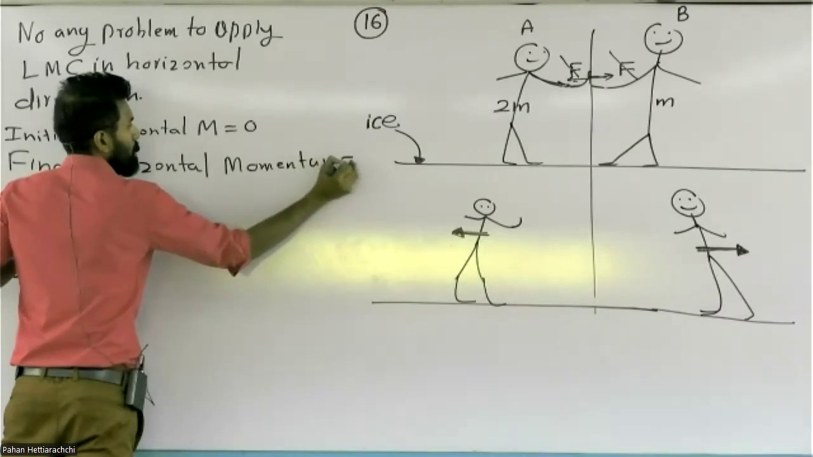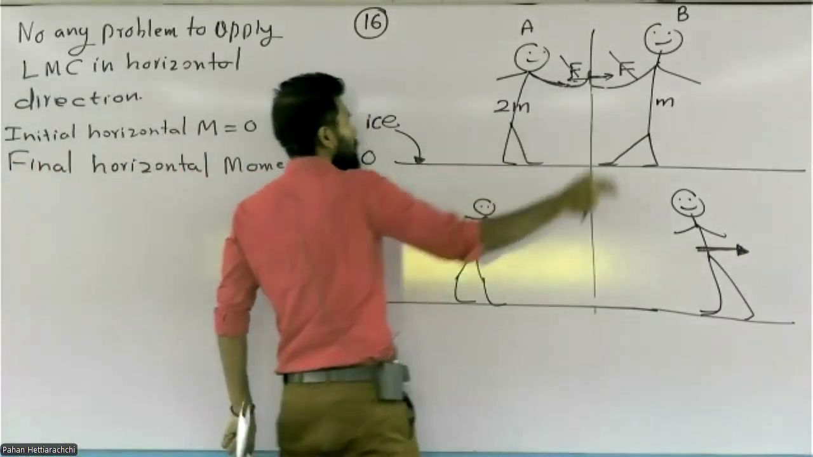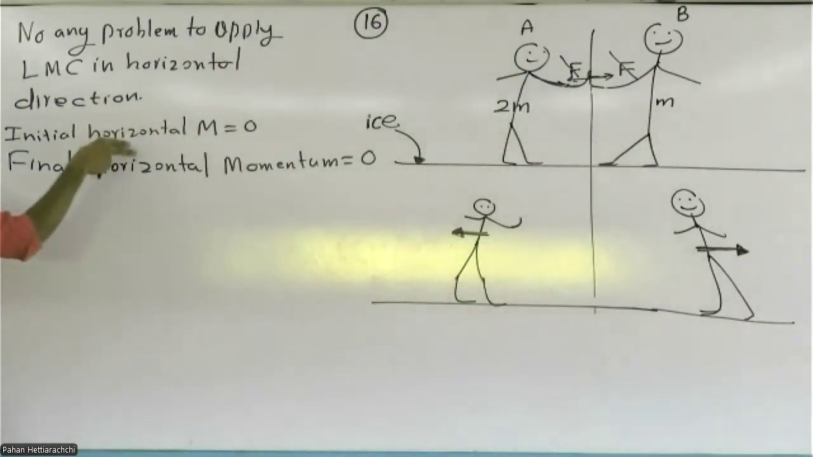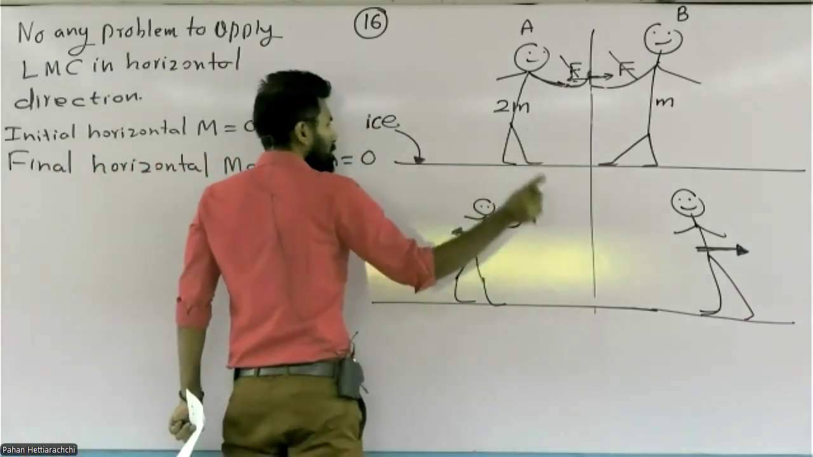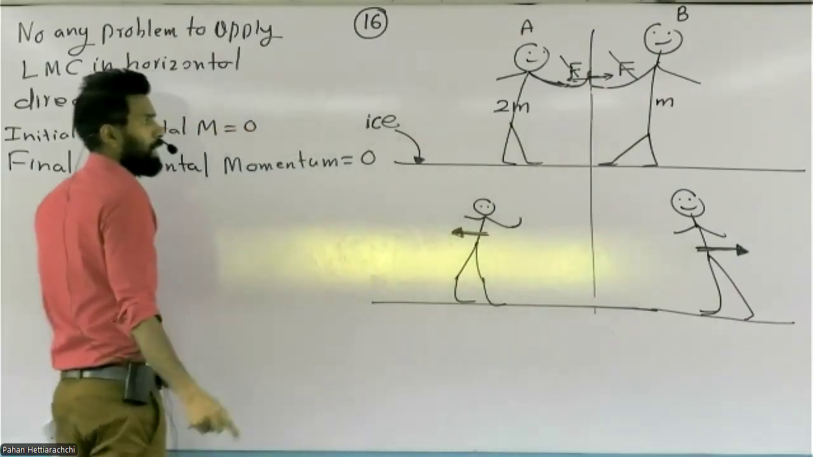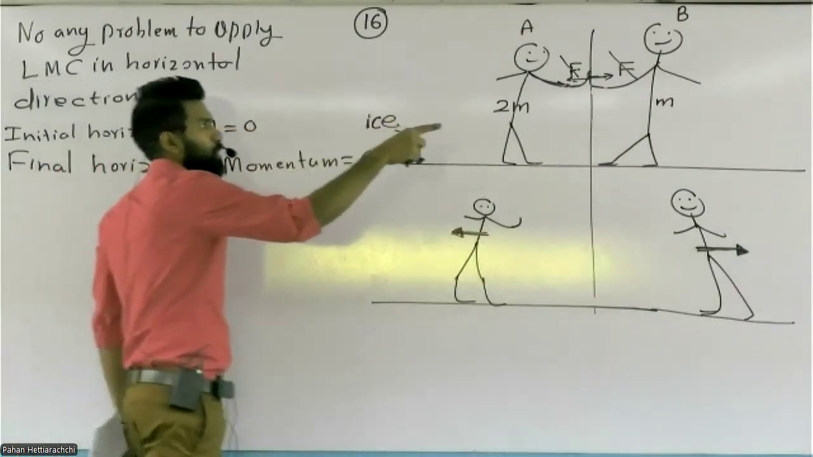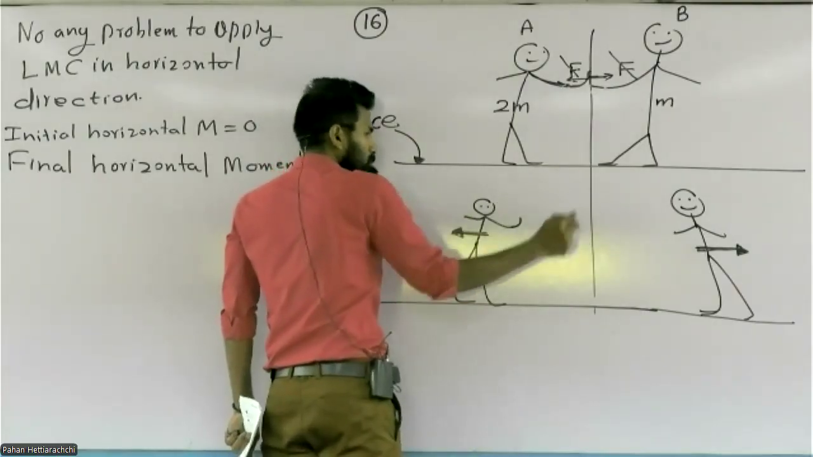It should also be 0. As the initial horizontal momentum is 0, the final horizontal momentum is also 0. How can the final momentum become 0 while the objects are in motion? Now, initial horizontal momentum is 0, so the final momentum should also become 0.